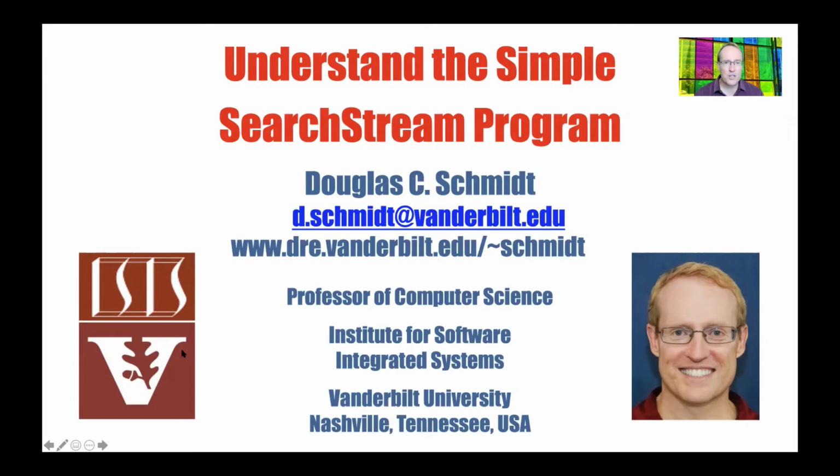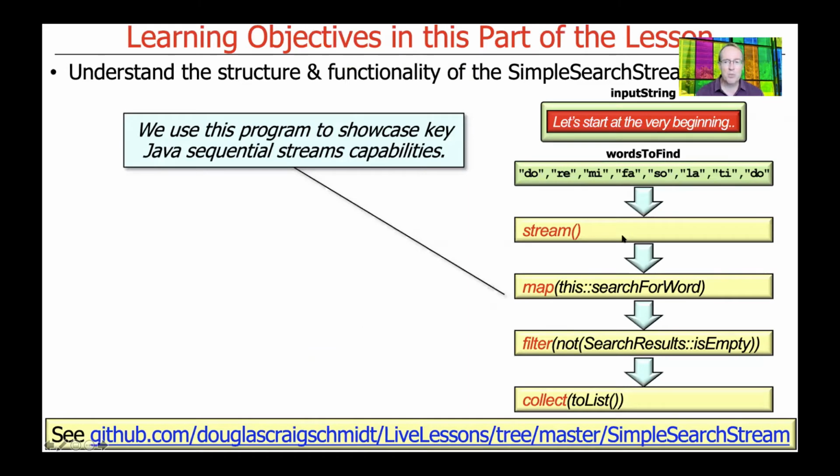What we're going to do now is start talking about various stream features in a lot more detail. But in order to do that, we're first going to describe a case study program that we'll use for a number of lessons in order to make the points more tangible. So rather than just talking abstractly about streams, we're going to show the various features in the context of this case study program. The program is called the SimpleSearchStream program, and we'll use it to showcase a bunch of Java sequential stream capabilities. You can find all the source code that we're going to cover here in this program called SimpleSearchStream.